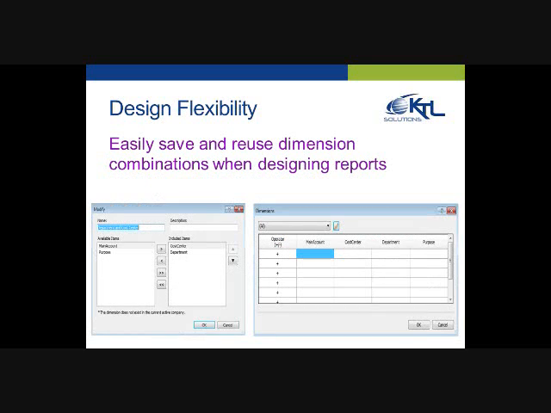Easily save and reuse dimension combinations when designing reports. If your rows, if you're always using cost center and natural account or cost center and department, you can create that combination so that it's all one number to you. It's almost like you're concatenating those two together, so that when you create your reports, those are your options, cost center and department, as opposed to having to weed through your entire chart of accounts.